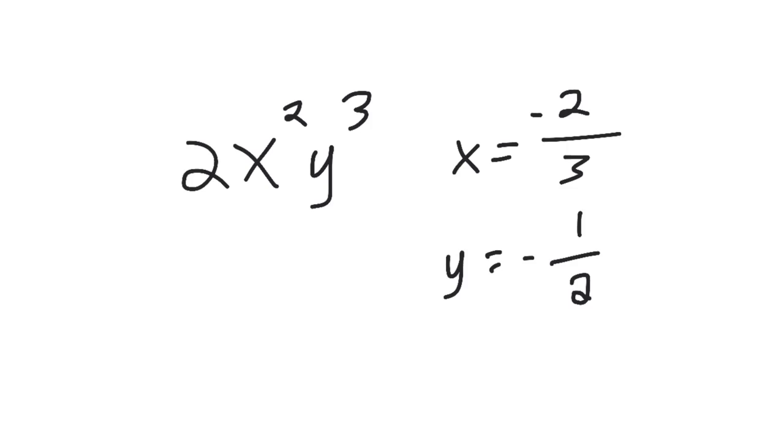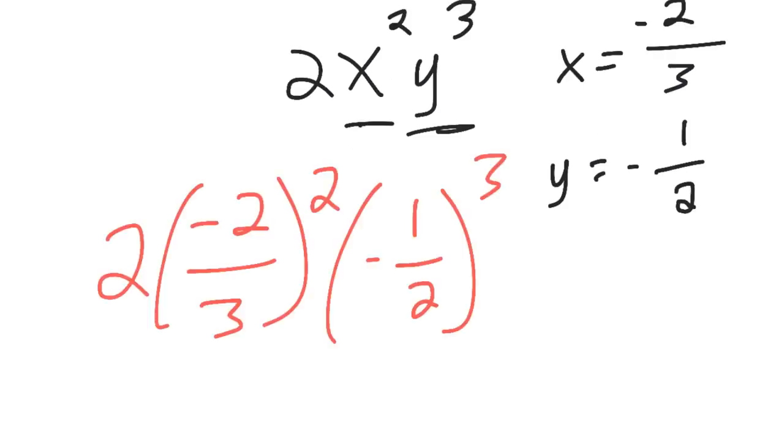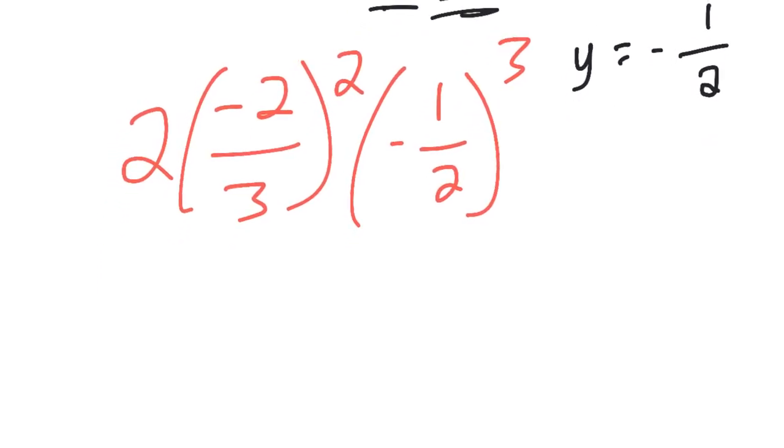So we're asked to evaluate this when x equals -2/3 and when y equals -1/2. So the first thing we need to do is plug in -2/3 for x and plug in -1/2 for y. Okay, that's what it looks like when you plug it in, and then we just have to simplify using the order of operations.